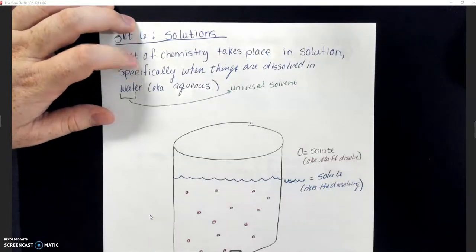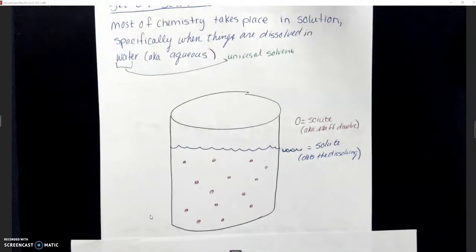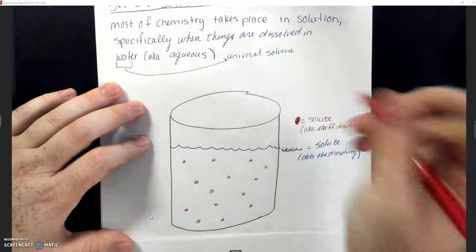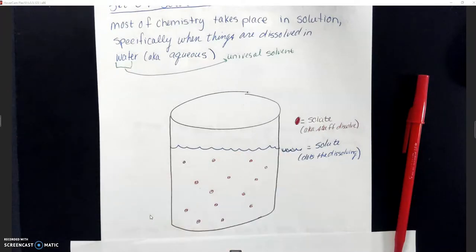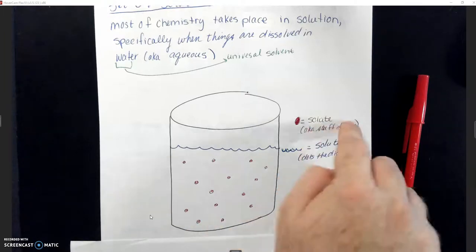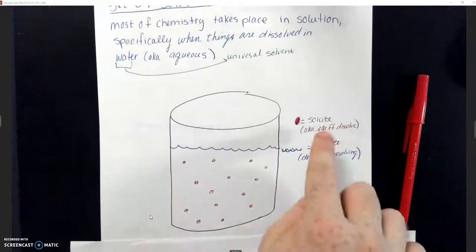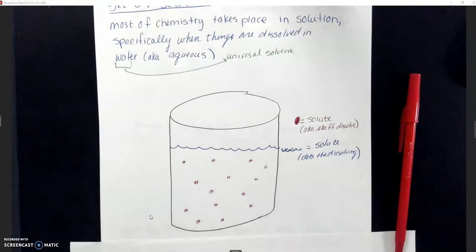Let's go over what the different parts of a solution are. Here is a very poorly drawn beaker. And inside of it, I have these little red particles, and then obviously a water line here to represent water. Things that are dissolved are called the solute. Okay, the solute is stuff that is dissolved.